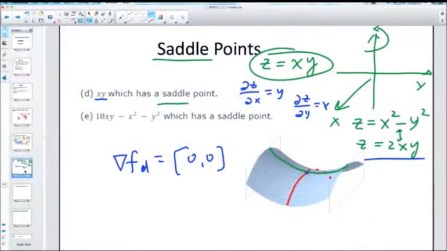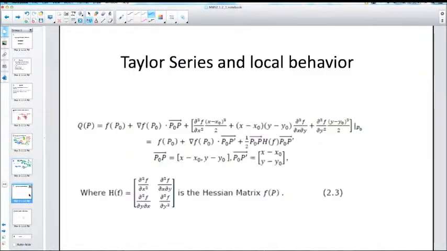We learned from last lesson, if you want to get the maximum and minimum, you have to be at the critical point, and the gradient has to be 0. But what is the sufficient condition? Let's look at the behavior from the point of view of the Taylor series, and we look at the local behavior.